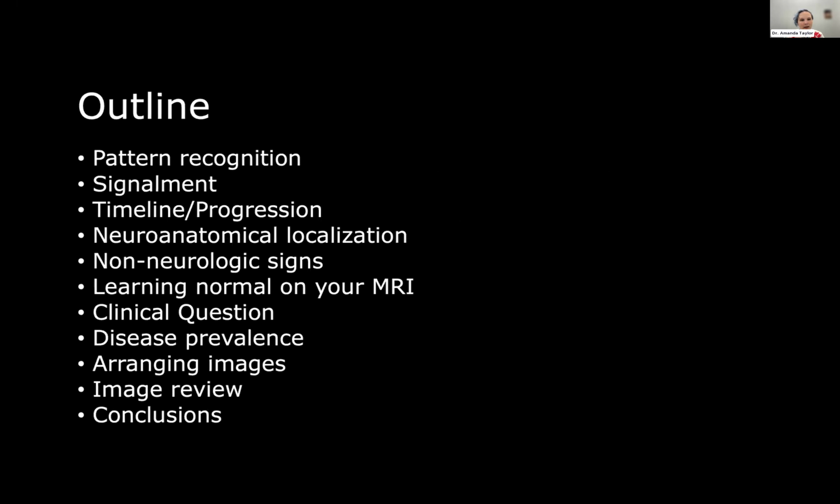So first we'll talk about pattern recognition and how signalment and timeline progression and neuroanatomical localization, as well as non-neurologic signs play into that. We'll talk about normal on the individual magnet that you are probably dealing with in your practice, which clinical question we're trying to answer, disease prevalence, how to arrange your images, ultimately image review, and then conclusions.